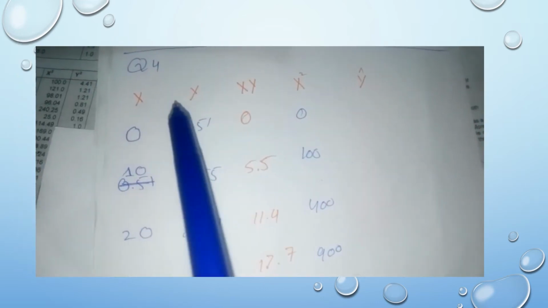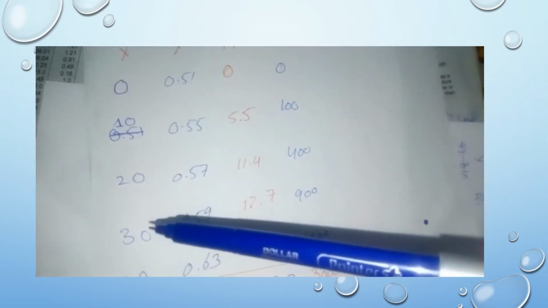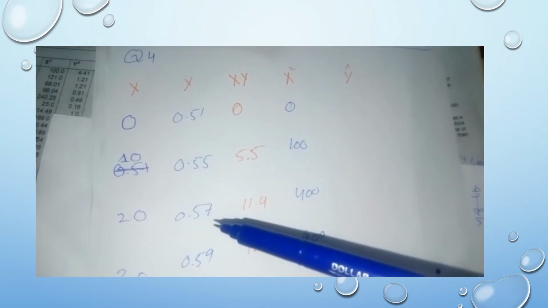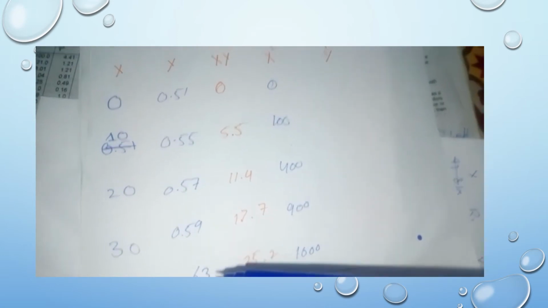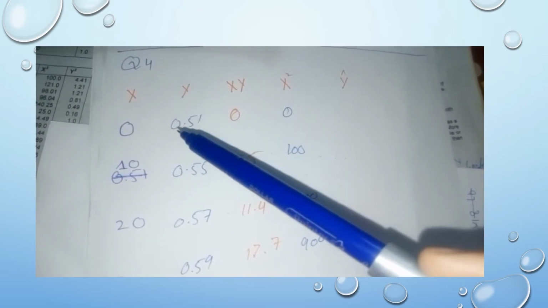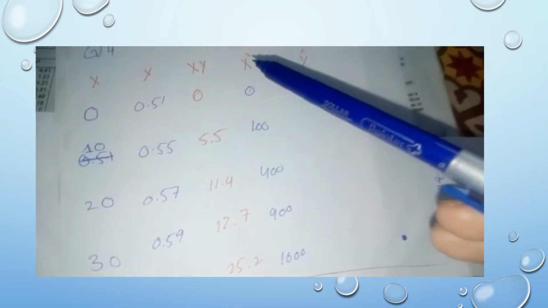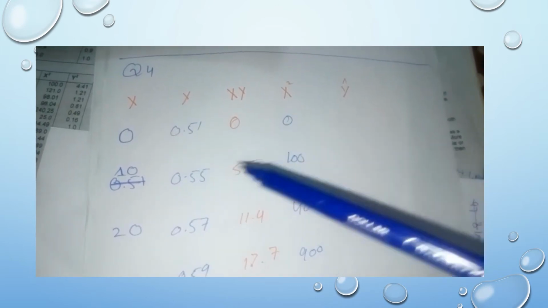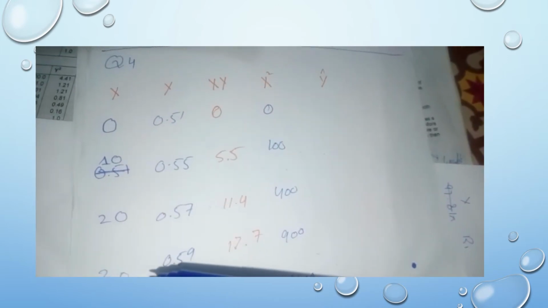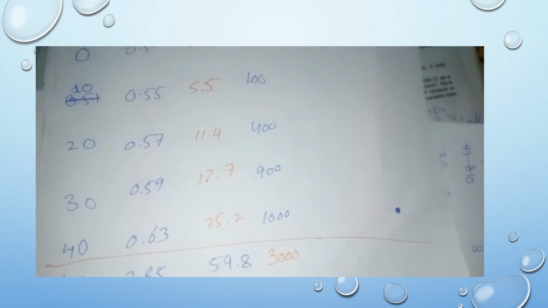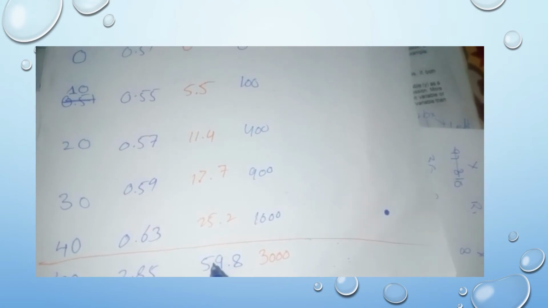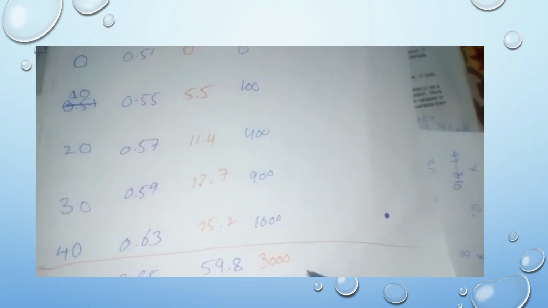From the exercise, x is 0, 10, 20, 30, 40, and y is 0.51, 0.55, 0.57, 0.59 and 0.69, and xy is when we multiply x with y. So these are the answers of xy. X square is 0, the square of 0 is 0, 10 is 100, 20 is 400, 30 is 900. So the sum of the x is 100, the sum of the y is 2.85, the sum of the xy is 59.8, and the sum of the x square is 3000.